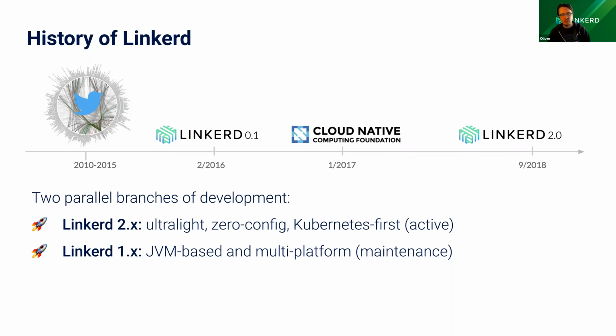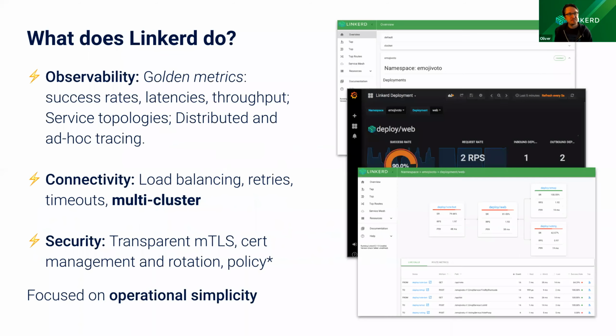As Kubernetes got more traction, we realized that the pod model and the need for sidecars really did not suit a JVM-based solution. And so we set out to rewrite Linkerd entirely. It was initially called Conduit, and became Linkerd 2.0 in September of 2018. And that's been the main thrust of our development work since. We're now on 2.8 and planning 2.9 coming up in a few months.